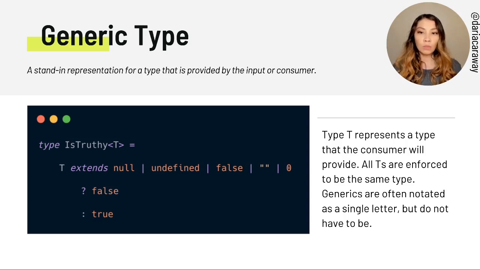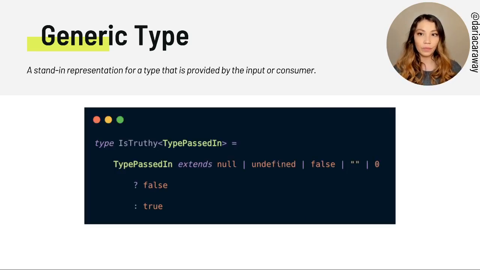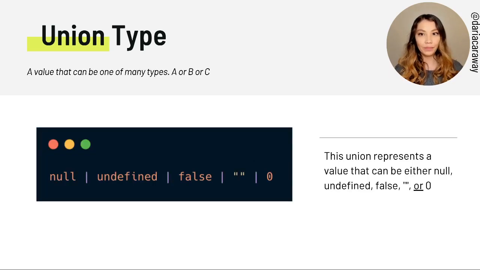And something that I think is important about generics is that they're often notated with a single letter. You'll see a T or maybe a K and a V, maybe a U, but they absolutely do not have to be. So I'm going to name my generic something other than T. I'm going to fill it in with a name that makes a little bit more sense to me right now. Type passed in. Simple, exactly what it says is what I am interpreting it to be.